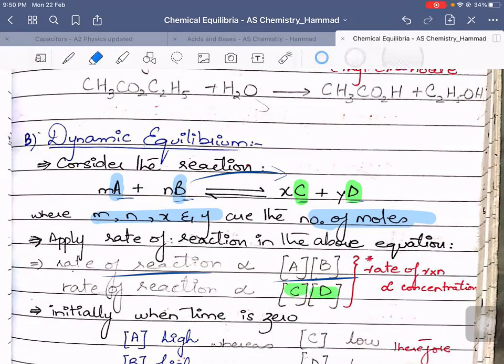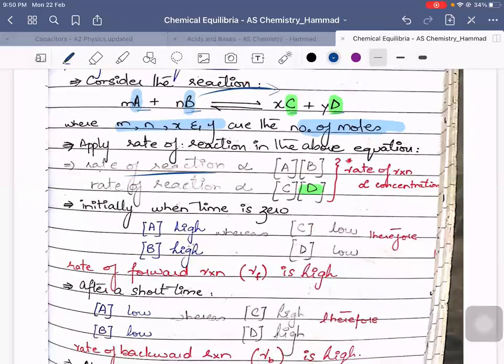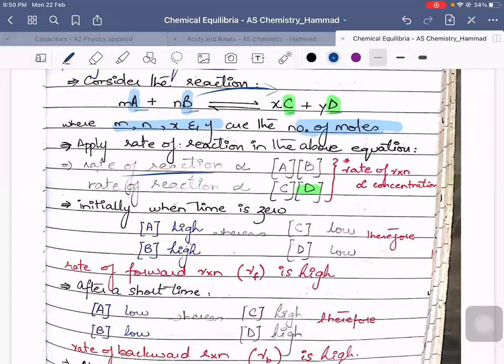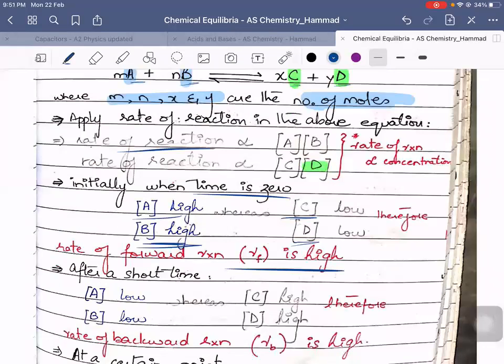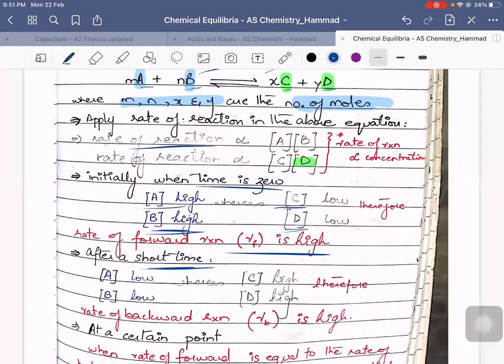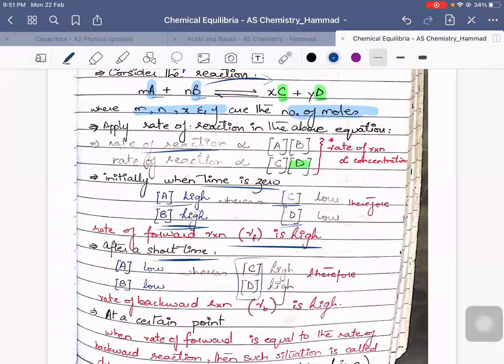So you need to understand that initially when time is 0, the concentration of the reactants is high, right? While the products is 0, or you could say low. So the rate of the forward reaction is high because your reactants have just started to convert into products. After a short time, your reactants would start to decrease, whereas your number of products would start to increase, right? So in that case, you could say C and D are increasing, right?